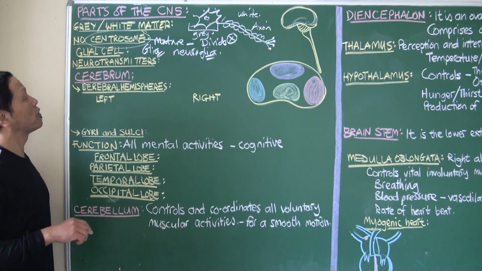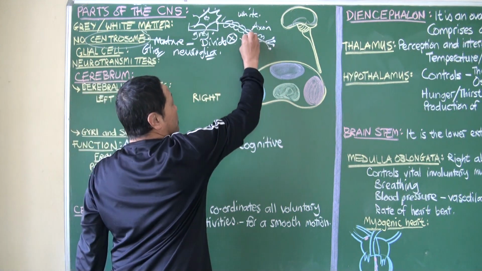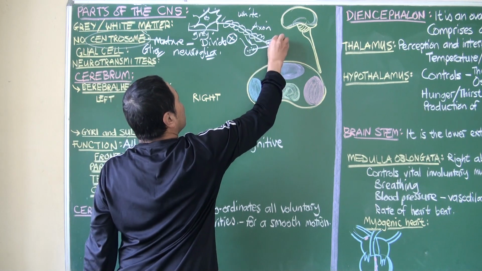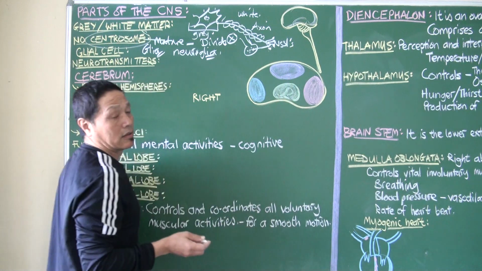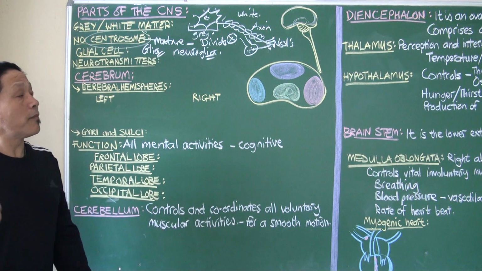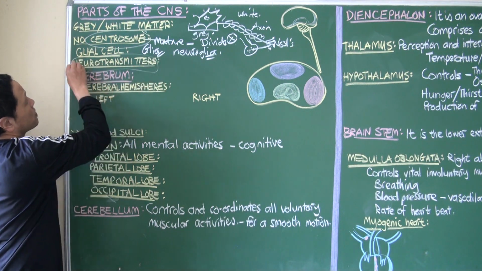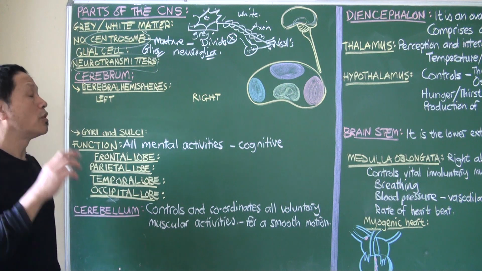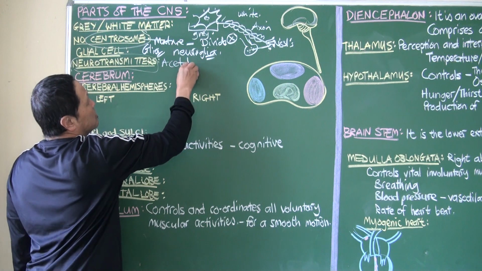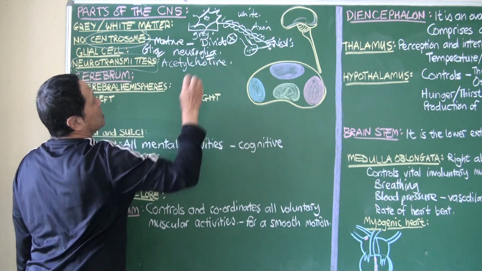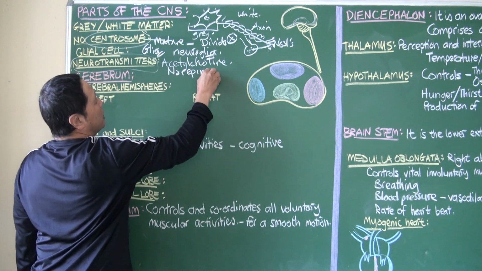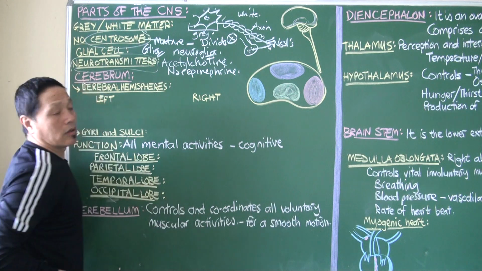Then we move on to neurotransmitters. We're talking about this swollen part, where you have Nissl's granules. Nissl's granules help form what's known as the neurotransmitters. And in ICC, we just need to do two neurotransmitters. They are acetylcholine and norepinephrine.